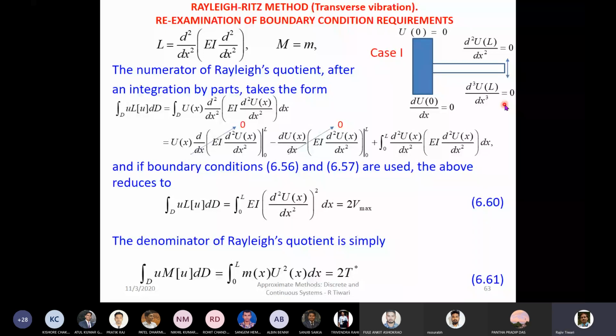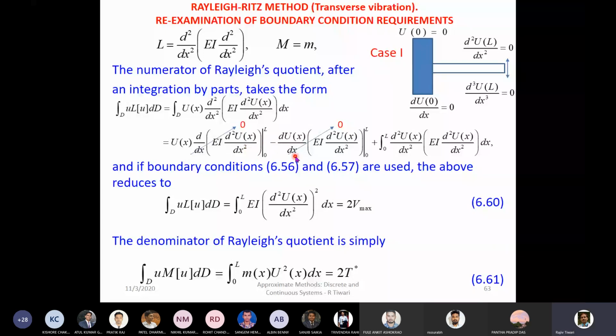Here at x is equal to L, this shear force will be 0. So this quantity will be 0 for x is equal to L. For x equal to 0 at the fixed end, we have u(x) is equal to 0. So this term is 0 for both x is equal to L and x is equal to 0.